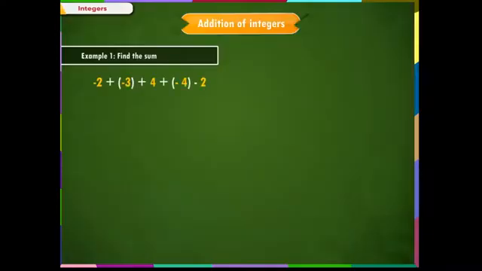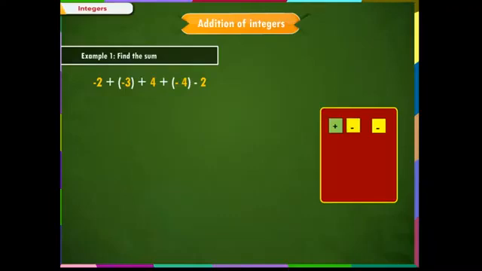Example 1. Find the sum of this problem. Before solving this problem, let us do a small recap of all the important points that we have studied till now. We know that 1. Plus and minus becomes minus. 2. For adding two negative numbers, we add their values and prefix minus sign to their sum. 3. For adding a positive integer and a negative integer, we find the difference in their values and prefix the sign of the integer with greater value to the difference.